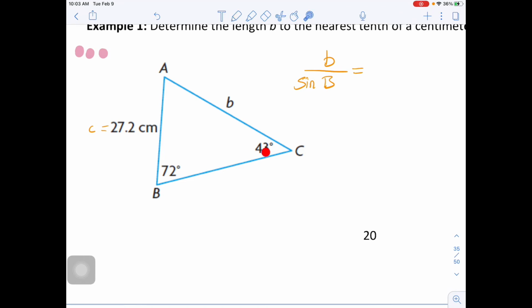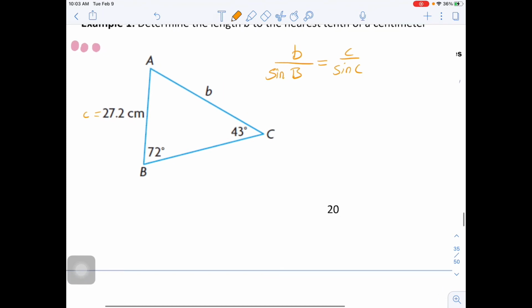And now, what angle do I know that has the given opposing side length? Well, that's angle C and length C. So this will be C over sine C. And now at this point, it's a matter of plugging in. So B is what I'm solving for.